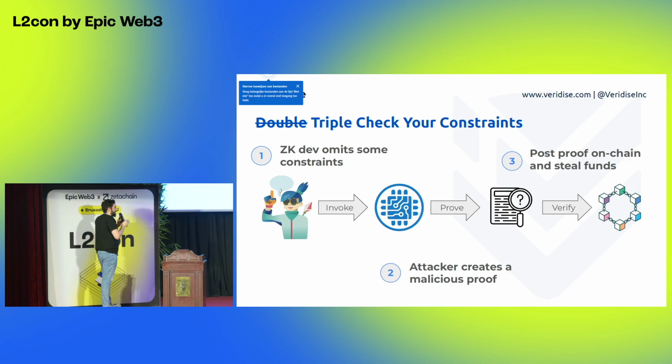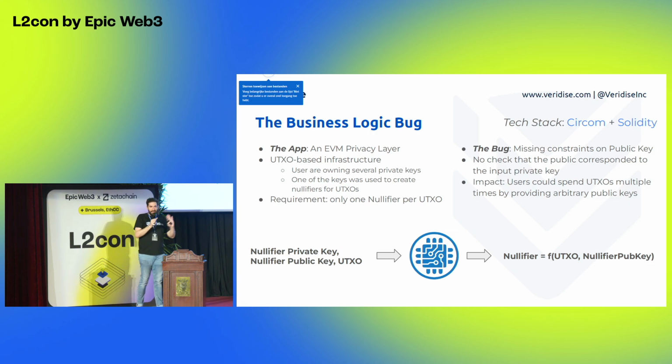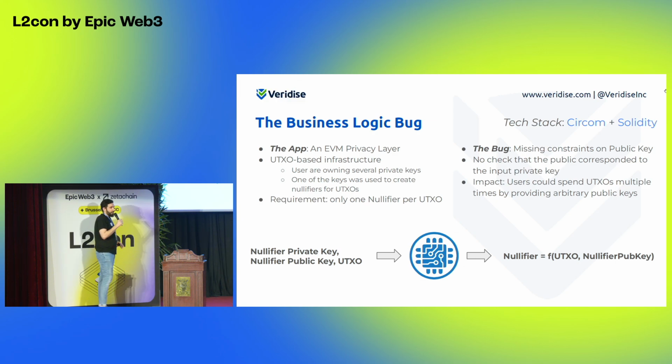So let's go and see some specific bugs that we have seen in past audits. A small parenthesis here: since our goal is to teach what can go wrong and see how we can prevent these things, I'm not going to reveal any development team. I'm just going to give a vague description of the application and reveal details that are relevant to the bug. For the first bug, we have an application built using Circom and Solidity. It was an EVM privacy layer, and they have this UTXO-based infrastructure.